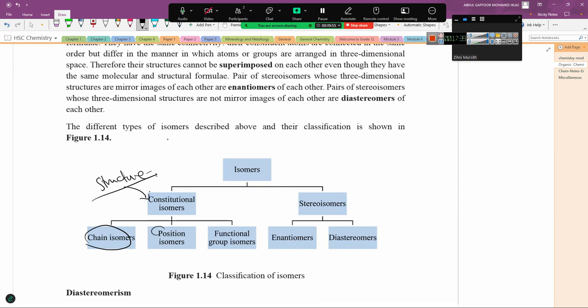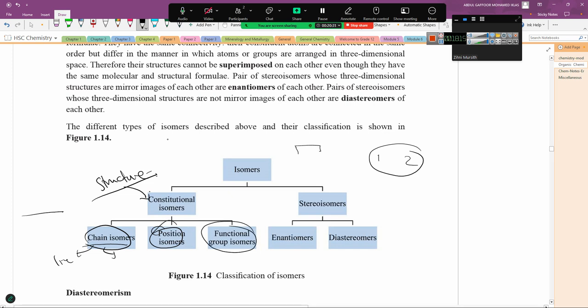The structure of the compounds will be changing. Chain isomers mean linear with no branch, and branched. Position isomers mean the position of the functional group may be different, in the first carbon or second carbon. Functional group isomers mean the functional group itself will change, for example, from an oic acid to an alcohol.